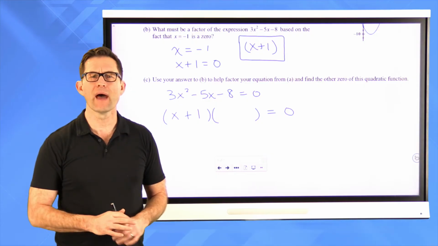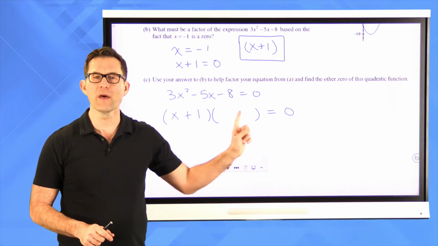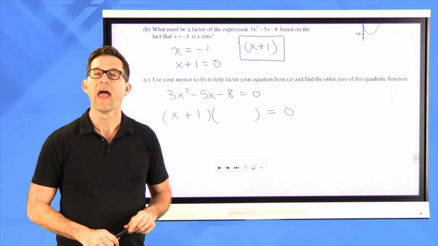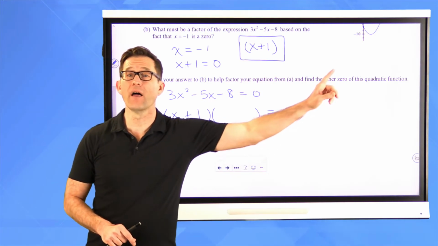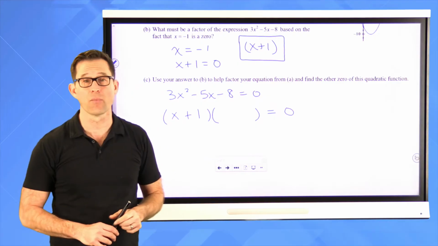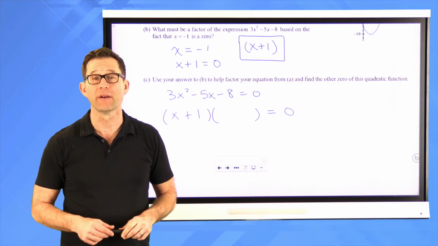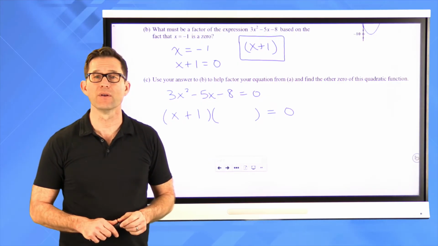Pause the video now and see if you can fill in what the other factor would have to be and then set that factor equal to 0 to solve for that other 0 that I can't see on the screen anymore, but that one that isn't an integer. Pause the video now and see what you can do.